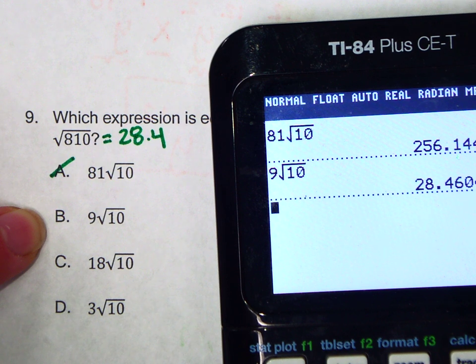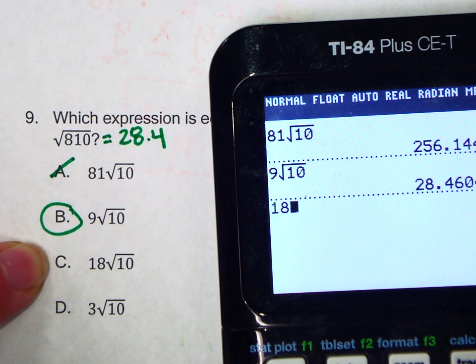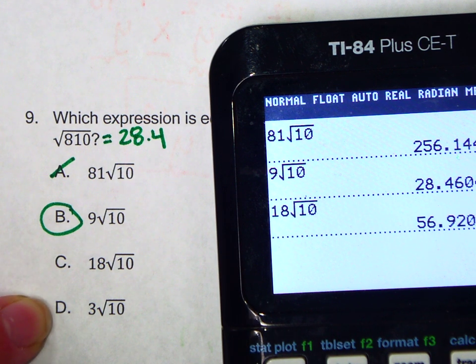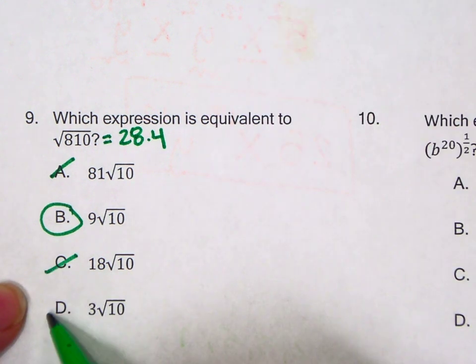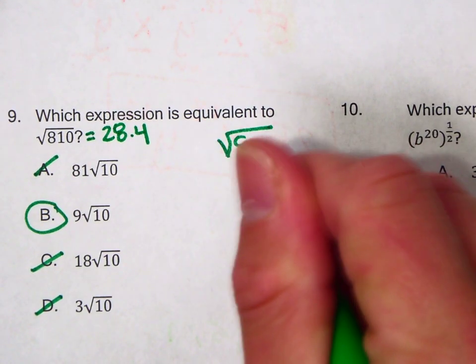9 square root of 10. That's 28.4. That's probably my answer. But let's go through the rest of them and just double check. That's not 28.4. And that's not 28.4. So those are not right. Okay, now let's talk about how we do this by hand, though.